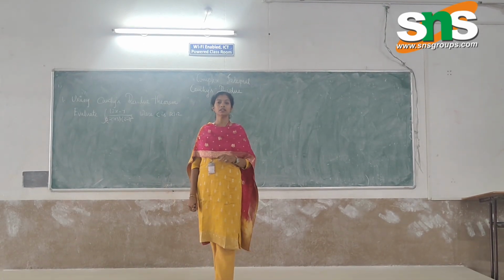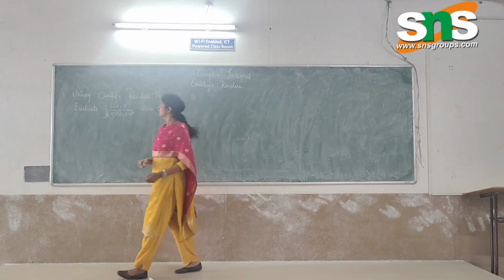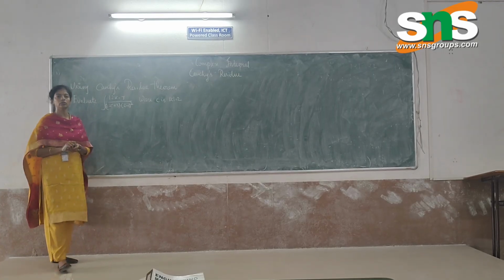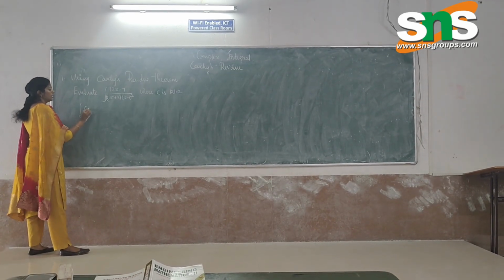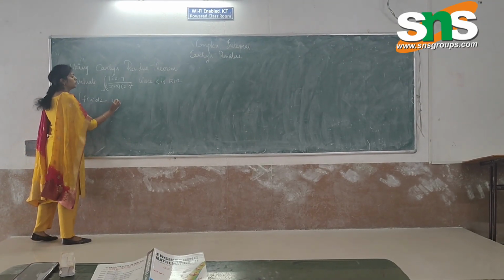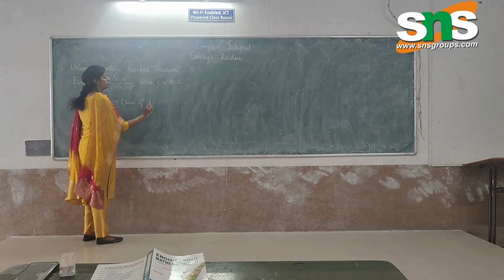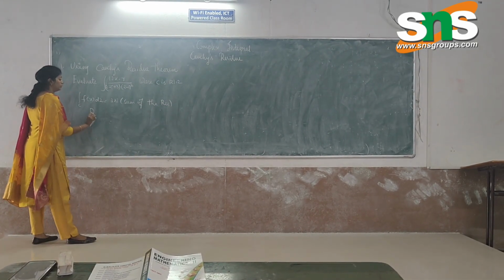The final topic in Cauchy integral is Cauchy Residue theorem. If you want to solve the function by Cauchy's residue theorem, we have to know the formula of Cauchy residue theorem. That is, integral over C f of z dz equals 2 pi i into the sum of the residues. Now we need to know the formula of residue.